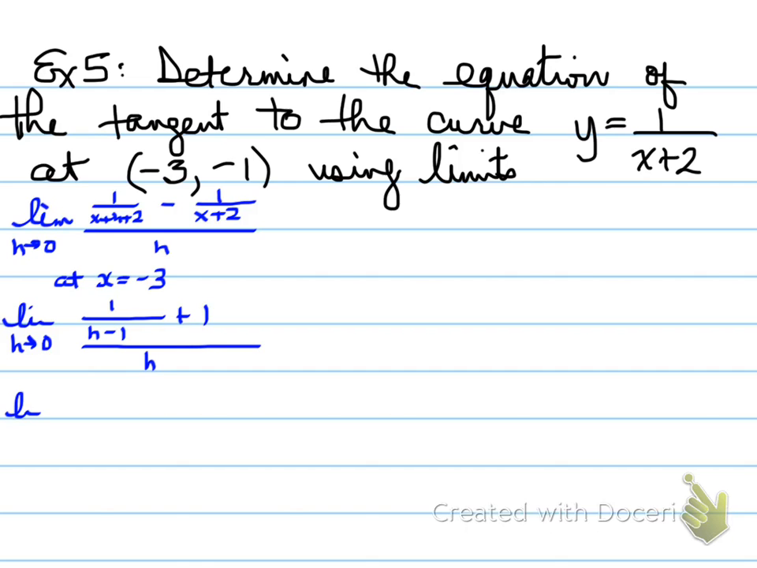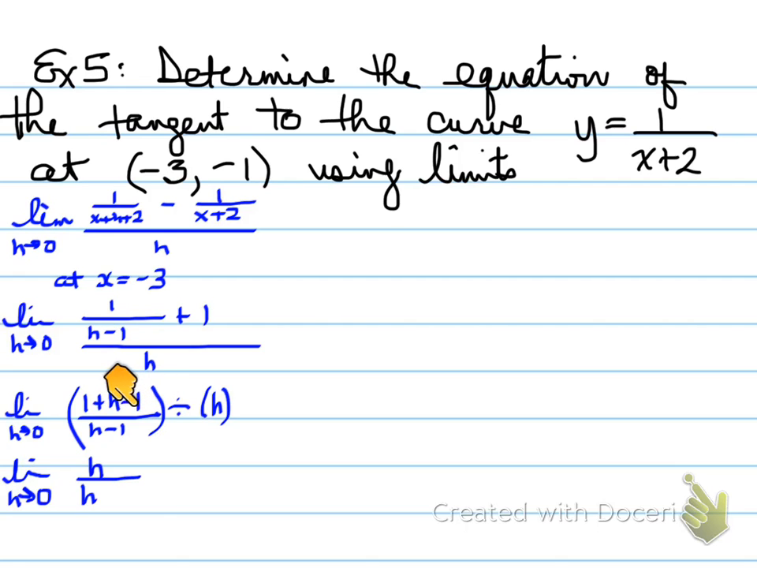Now, what we're going to do is take the numerator and find a common denominator with just the numerator. So the numerator is going to have a common denominator of h minus 1. And then this 1 is h minus 1 over h minus 1. So it's going to be 1 plus h minus 1, all over h minus 1, divided by h. Now, change that division to multiplication. And you're going to see something magical appear.